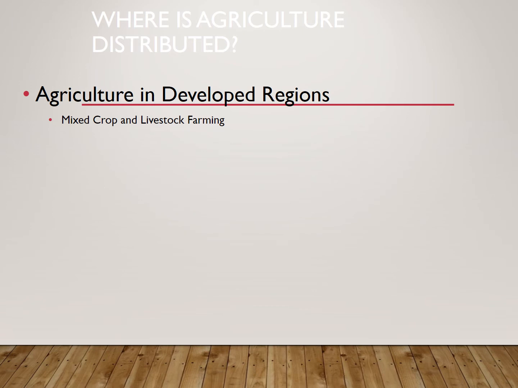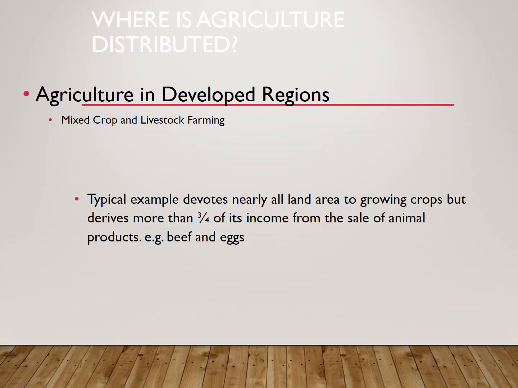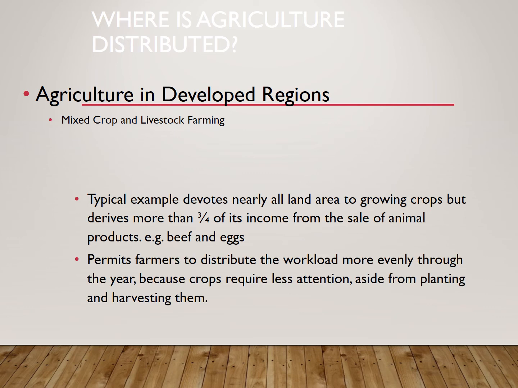Okay, one of the types is mixed crop and livestock farming. The typical example devotes nearly all land area to growing crops, but then derives more than 3/4 of its income from the sale of animal products, whether that's beef or eggs from chickens or milk, usually not milk. This permits farmers to distribute the workload more evenly through the year because crops require less attention aside from planting and harvesting them.